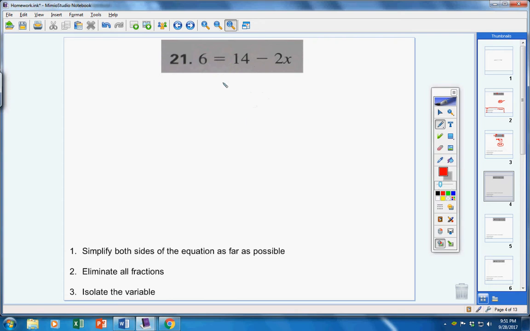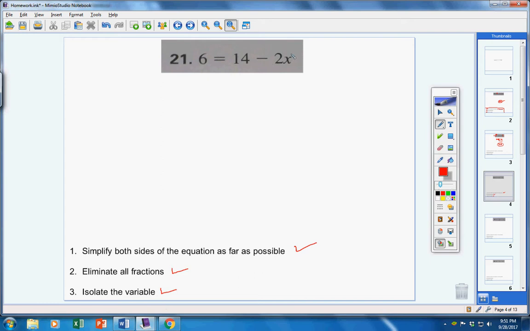Number 21. Step 1. Simplify both sides of the equation. Over here on the left side, I just have a 6. Nothing I can do. Over here on the right side, I have unlike terms, a constant term and an x term, so nothing I can do. Step 2. Eliminate fractions. There are no fractions. Step 3. Isolate the variable.